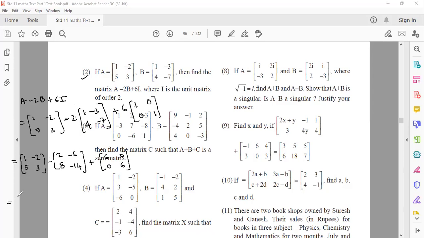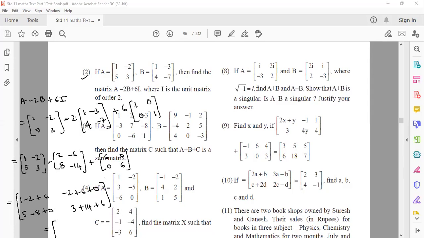Then take 6 inside. That means all the elements should be multiplied with 6. Now we can add all together. First element 1, second element minus 2, third element plus 6. Again here, minus 2, plus 6, and plus 0. Then 5 minus 8 plus 0. Then 3 minus of minus 14 plus 6.